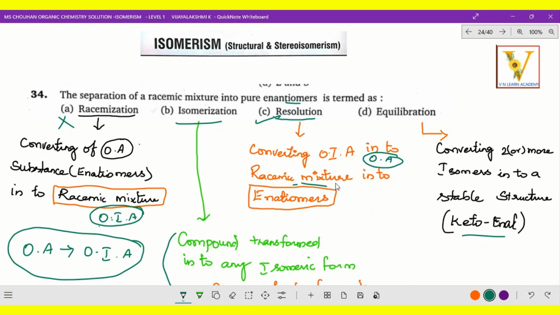So racemic mixture into enantiomers, please remember this keyword. Racemic mixture into enantiomers is called resolution. So optically inactive into optically active is also a keyword for resolution. I hope you got the clarity. Come on, let's go to the next question.